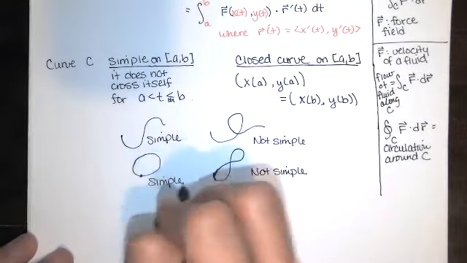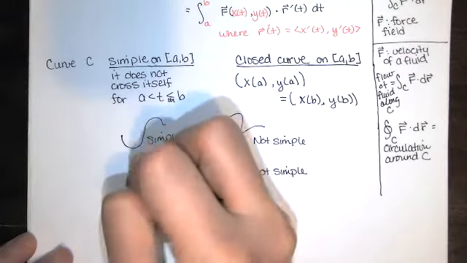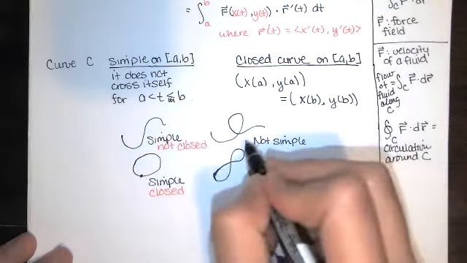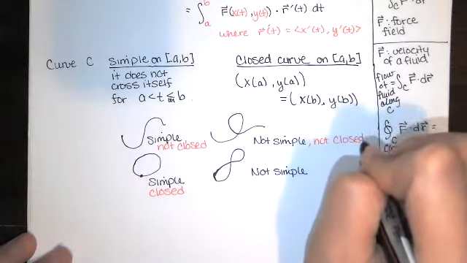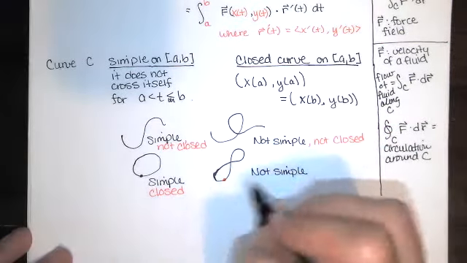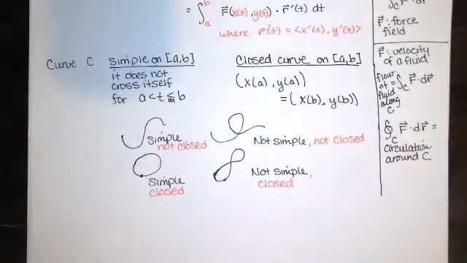So this is simple and closed. This is simple and it's not closed. This is not simple and it's not closed. And we could pick any point here and we could call that our starting and stopping point. So we'll say that that's not simple, but it's closed. Okay.